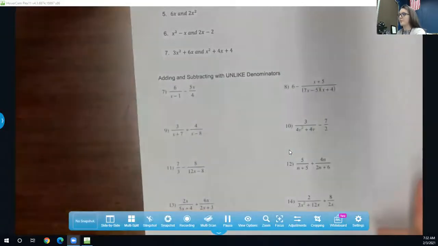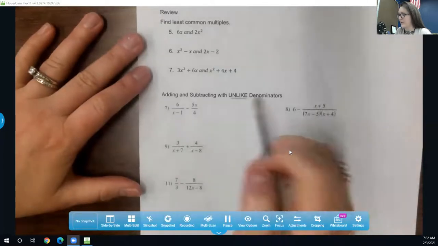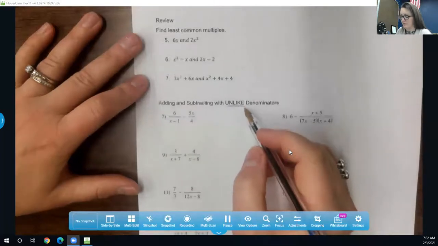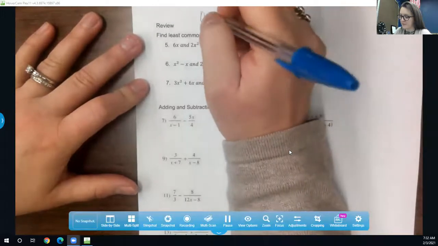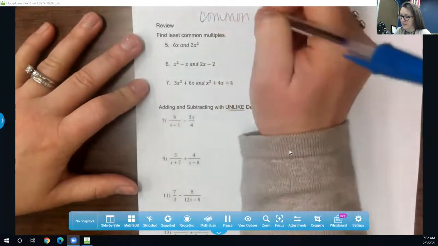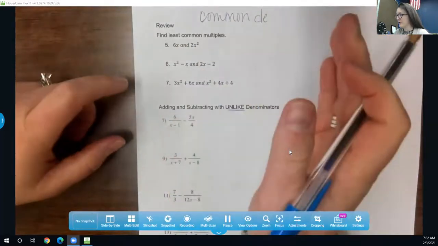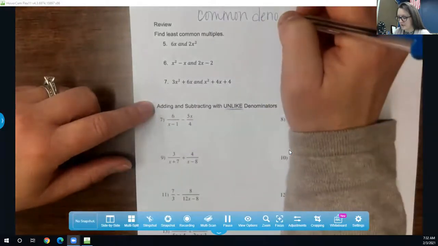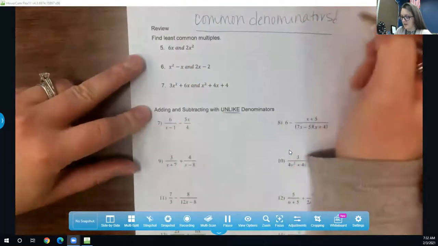All right, let's move on to the other side. Now we're talking about adding or subtracting with unlike denominators. So when we're adding or subtracting with unlike denominators, remember we need a least common multiple, or we need common denominators, right? Same thing, just a couple different terms. When we talk about least common multiples, we're not talking about fractions. When we talk about common denominators, it's the least common multiple in a fraction denominator. So keep that in mind, always, always.